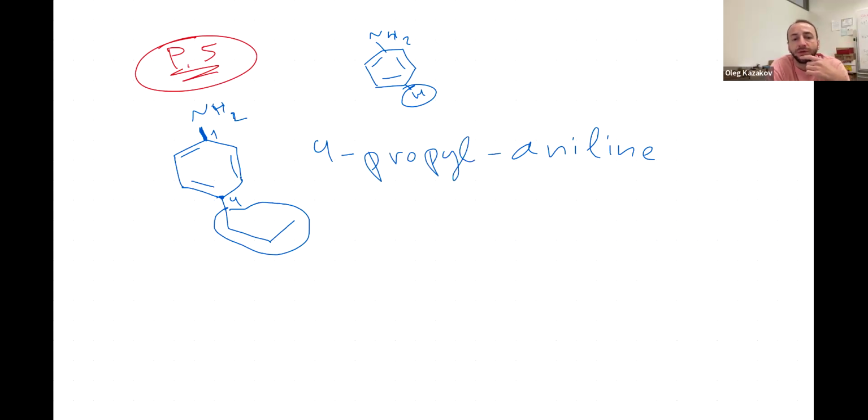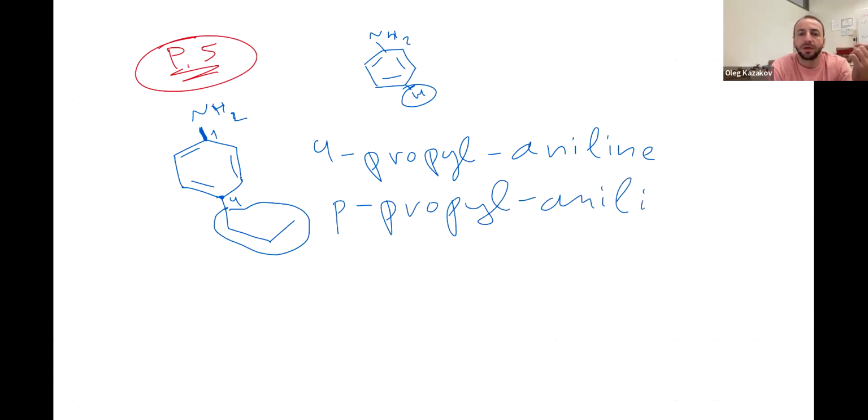So 4-propylaniline. We can also notice that this substituent is positioned in the ortho position relative to the nitrogen, relative to the NH2 group. No, not ortho, sorry, para, because a 1,4 substitution pattern in disubstituted benzenes results in the para designation. So we can also call it para-propylaniline, and both will give you the same result.